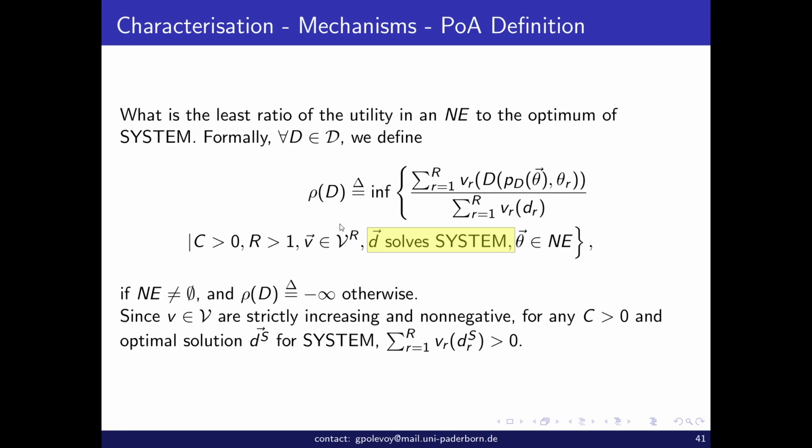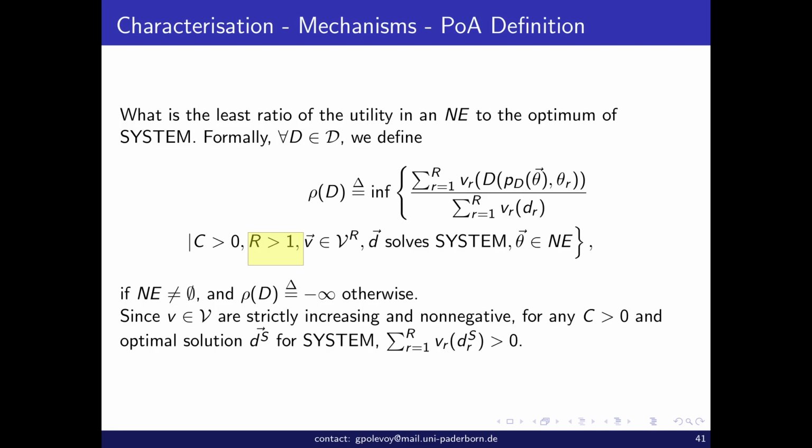So that's the same logic as in the definition of the price of anarchy. Simply here, the smaller, the stronger the anarchy, so to speak. And then we also look at the worst case over all sizes of resource C, over all the numbers of players R, capital R, and over all the valuations.